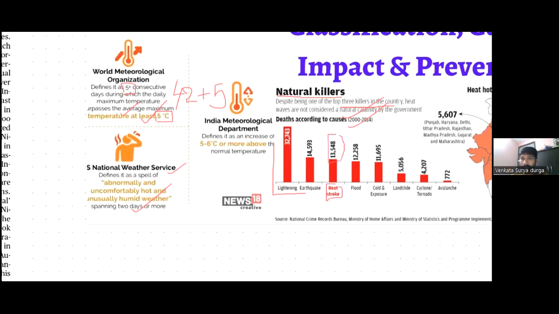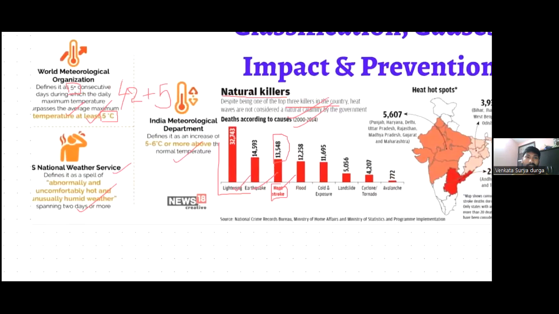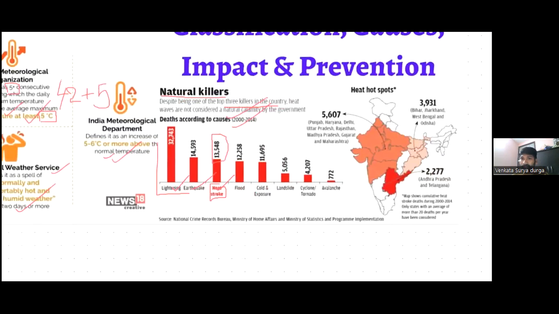13,548 people died because of heat waves, right? So first lightning, then earthquake, and then heat stroke. Despite being the third largest killer, the government still has not recognized it as a natural calamity. The Indian Meteorological Department, the weather forecasting agency in India, also defined heat stroke. It defines it as an increase of 5 to 6 degrees centigrade above the normal temperature. How it will be calculated over the average temperatures, we already discussed, right?